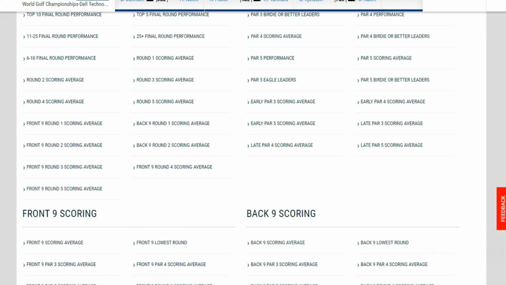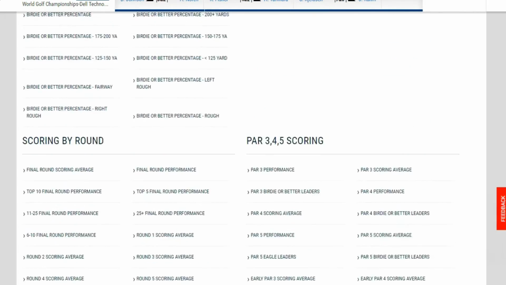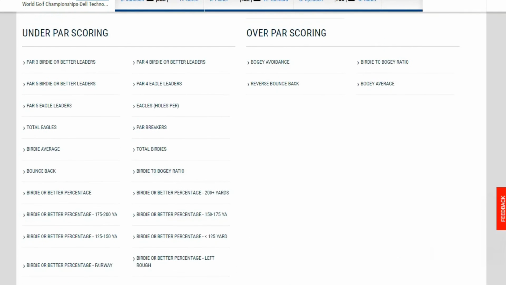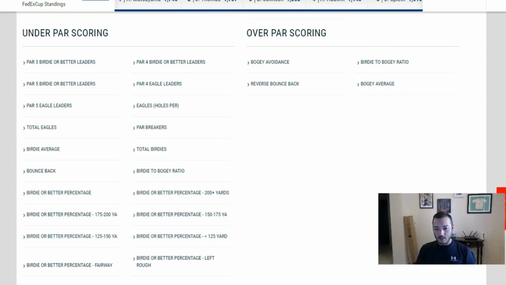So if you were trying to decide whether you wanted to play someone in the first two rounds or the third and fourth rounds, I'd probably look for these. Front nine and back nine scoring, probably not something to be interested in here. But again, par 3 birdie or better, par 4, par 5 birdie or better, bogey avoidance. These are all different things. So here's your bounce back if you're playing on FanDuel. So all this information is here for you.